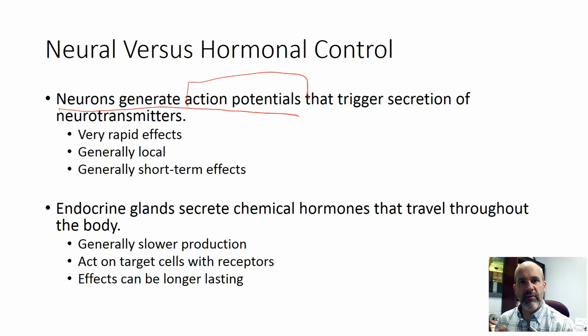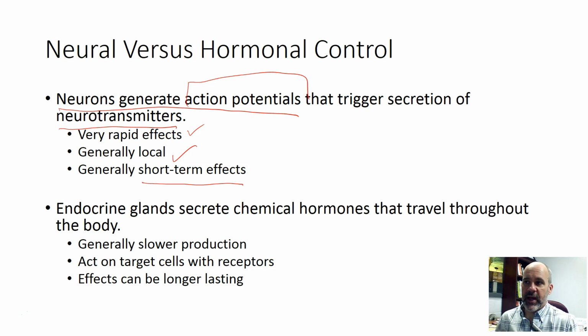Those are changes in voltage, ion concentrations, and charge across their cell membranes that occur very rapidly. Those action potentials trigger those neurons to secrete chemicals that we call neurotransmitters. So things like the acetylcholine that you studied when you learned about how neurons stimulate skeletal muscle fibers to contract. Those neurotransmitters, as I mentioned earlier, act locally. They stay in a localized area, and they're generally broken down really quickly after that. So they usually have very short-term effects, and their effects are very rapid, often almost instantaneous.